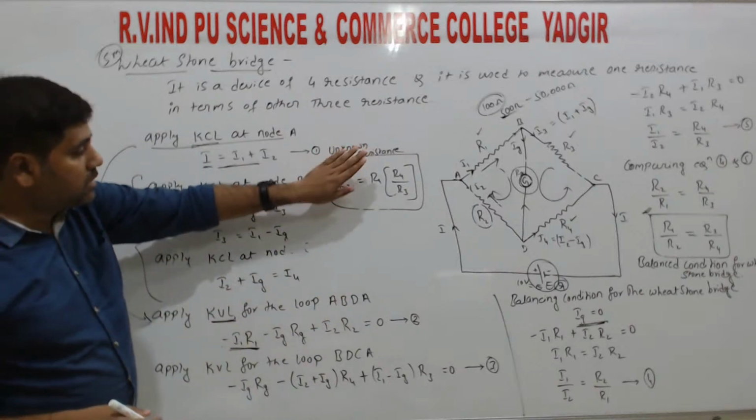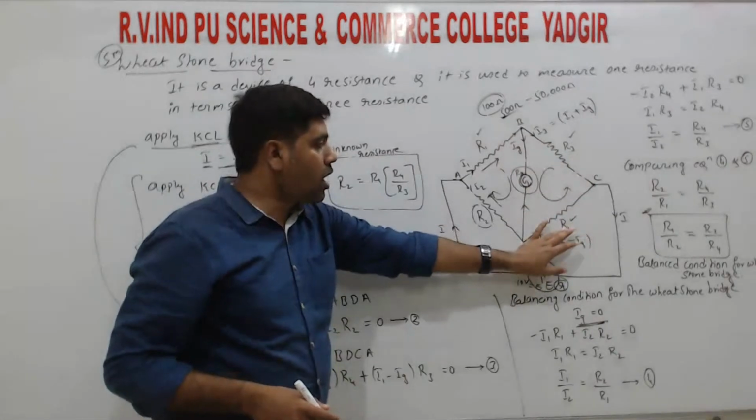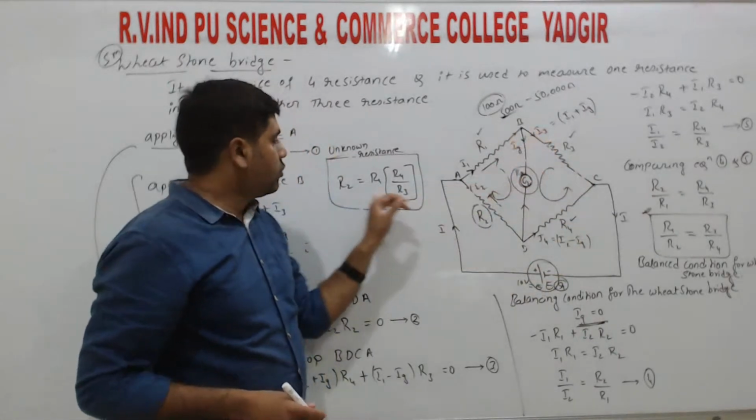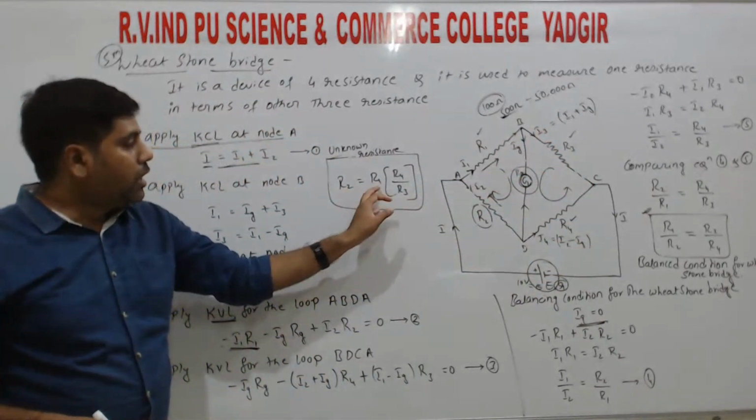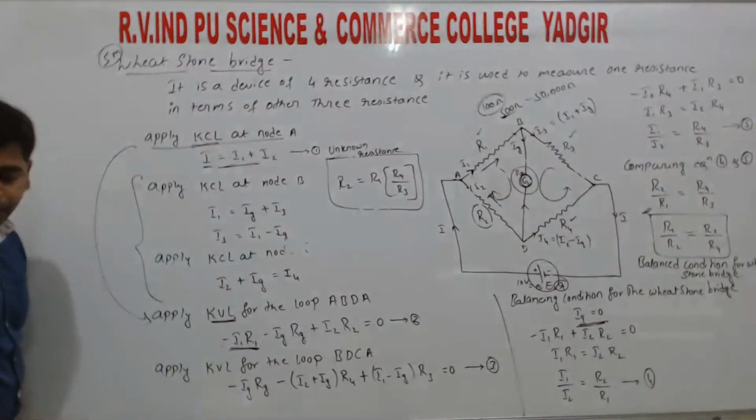So I am going to measure the resistance R2. R2 is unknown, and R1, R3, R4 are known resistances. So I am measuring the resistance R2 in terms of the other 3 resistances, right.